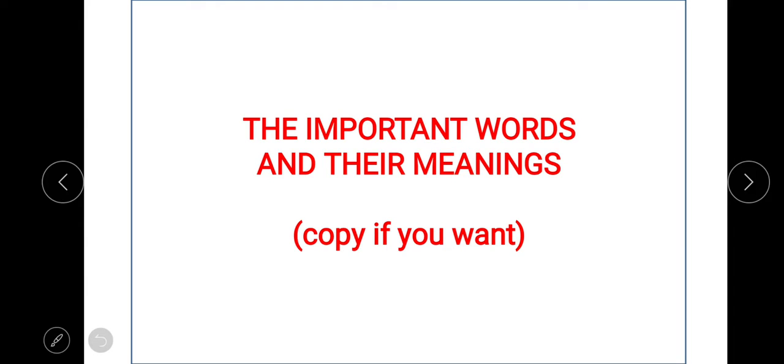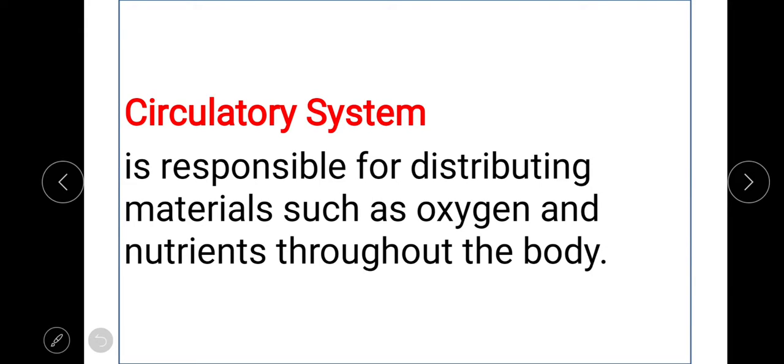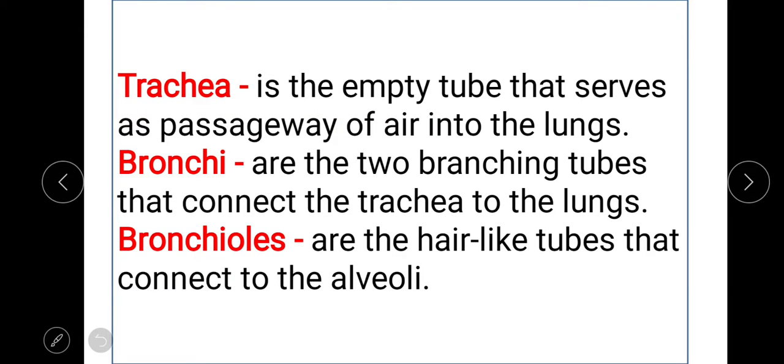But first, we must learn the important words and their meanings. You can copy them if you want. Just hit the pause button in your gadget. Respiratory system, circulatory system, and the other words.